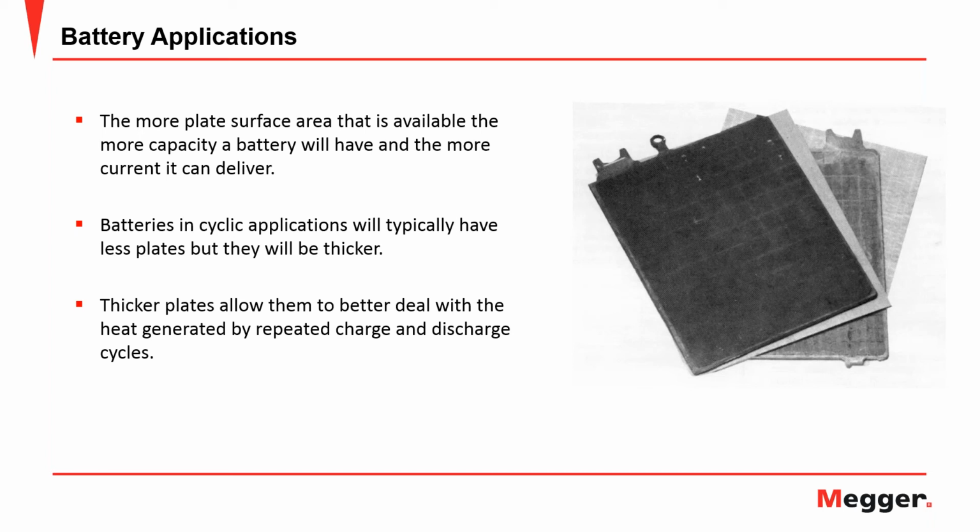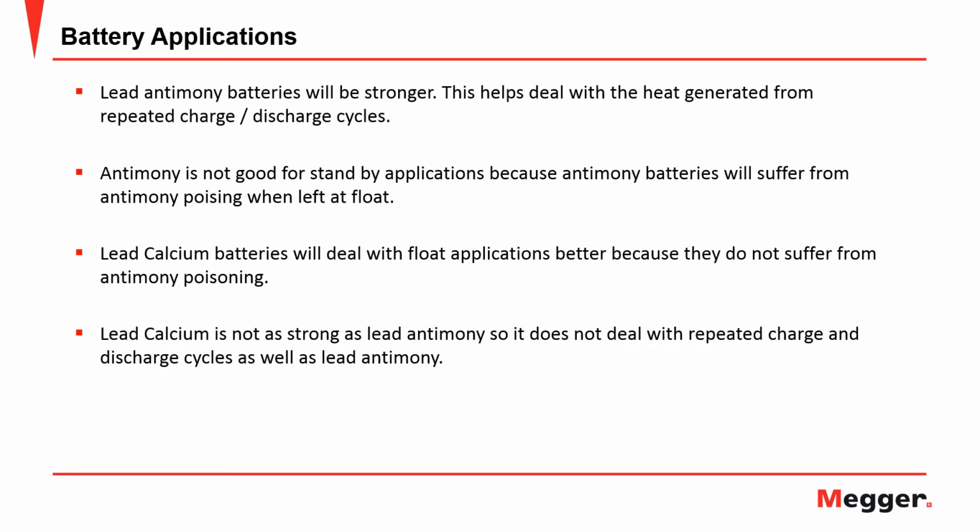Now, in cyclic applications where you're discharging and recharging all the time, you're generating a lot of heat. So you want thicker plates. The thicker plates deal with the heating better. So that's what you'll see in cyclic batteries, thicker plates. And when you want higher capacity, you're going to need more plate surface area. They also come in different chemistries. You have lead antimony batteries, lead calcium batteries, and lead selenium batteries.